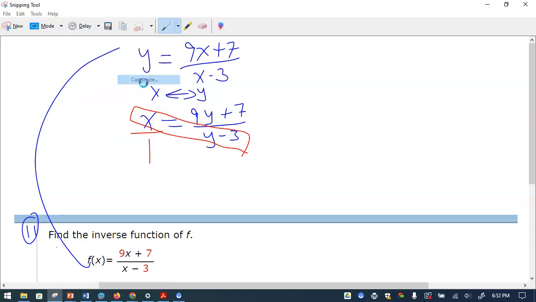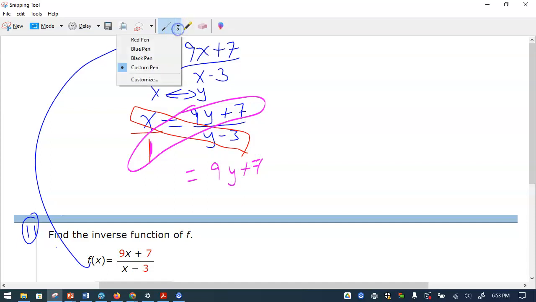And the other side will be, when you multiply 1 on the right side, 9y plus 7 stays the same. And the left side will be multiplying the x, which you see is multiplied to y, which will be xy. And the same x multiplied to minus 3 will be minus 3x. Okay, now we need to solve for y, bringing the y's to the left.